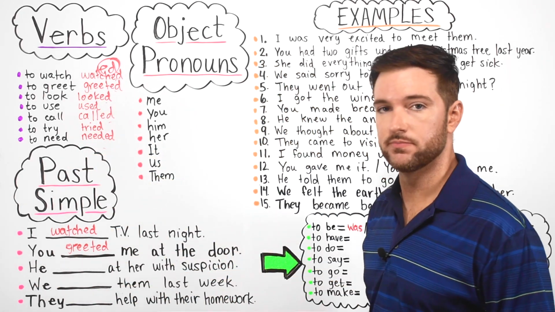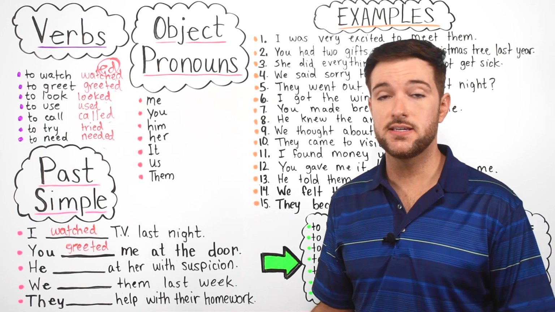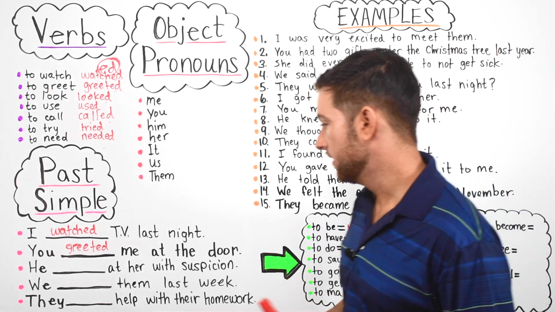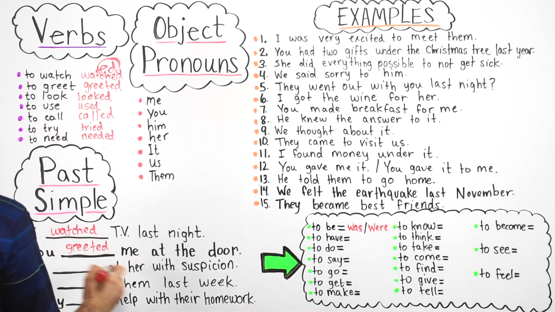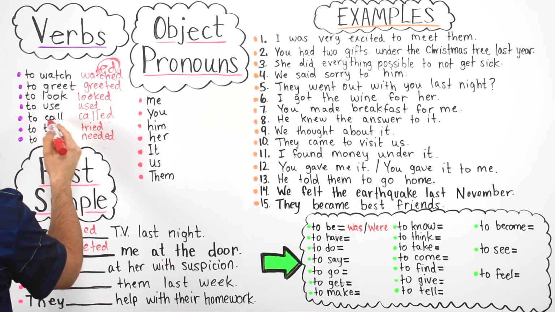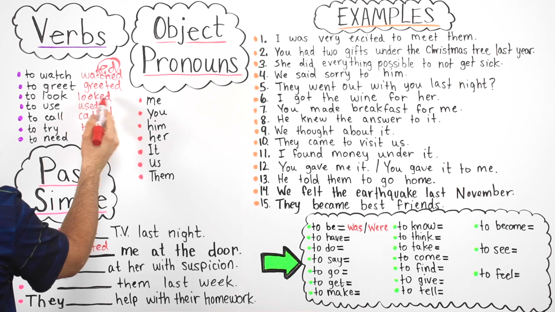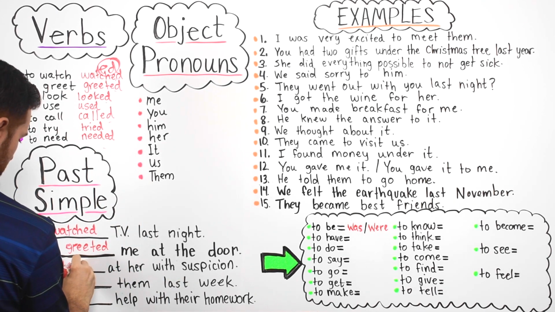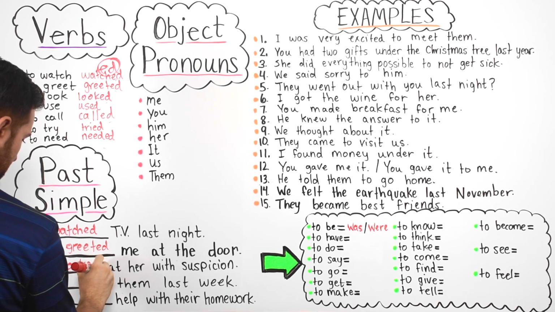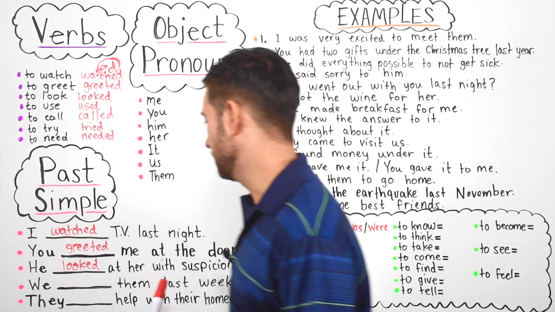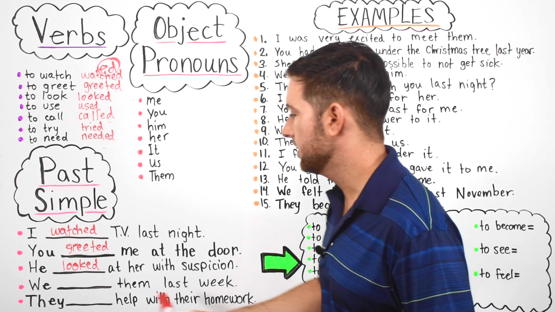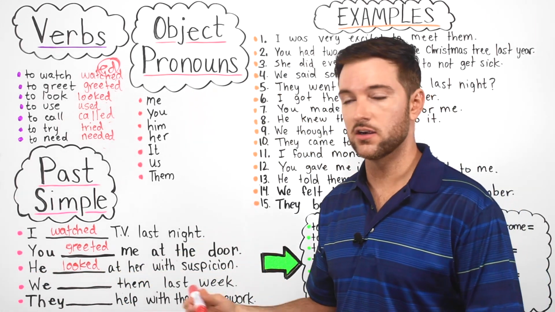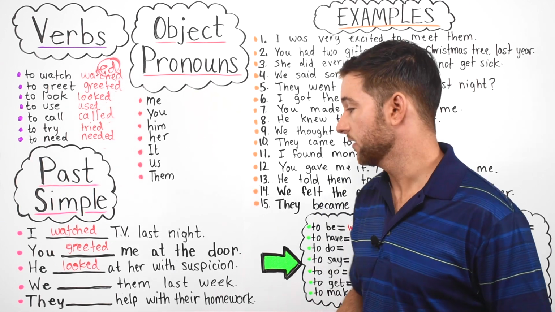Blank her with suspicion. So what can we say here? He blank her with suspicion. He watched her with suspicion. He greeted her. To look. He looked at her. Yes, looked. Okay. He looked at her with suspicion. Okay. Il a regardé avec suspicion. Right? He looked at her, the girl, with suspicion.